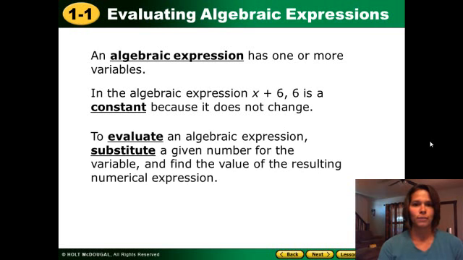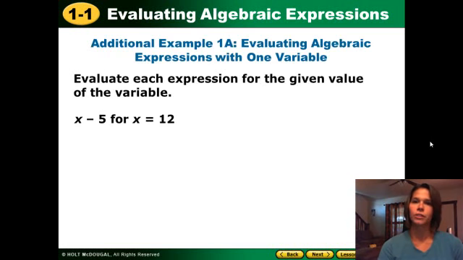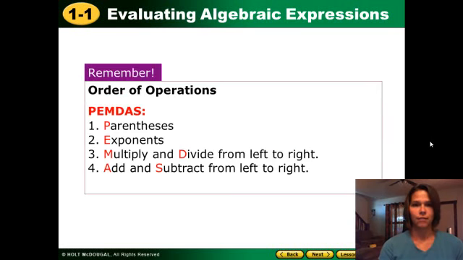It's a constant term. To evaluate an algebraic expression, substitute a given number for the variable and find the value of the resulting numerical expression. Basically, solve it. So here's some examples given on your worksheet. Evaluate each expression for the given value of the variable. x minus 5, and it wants us to substitute x equals 12. So the first step is to substitute 12. Anytime x occurs in the expression, I'm going to put in 12 for that. So 12 minus 5. My next step is just to subtract those values and get 7.